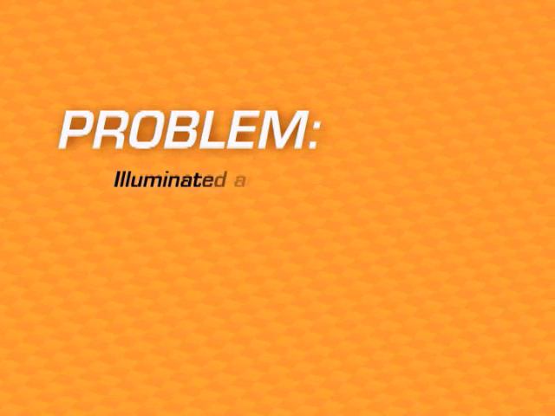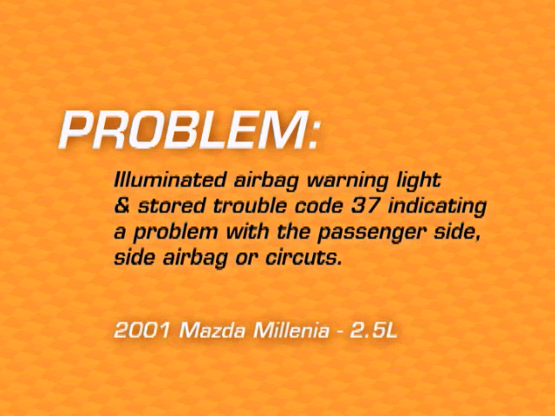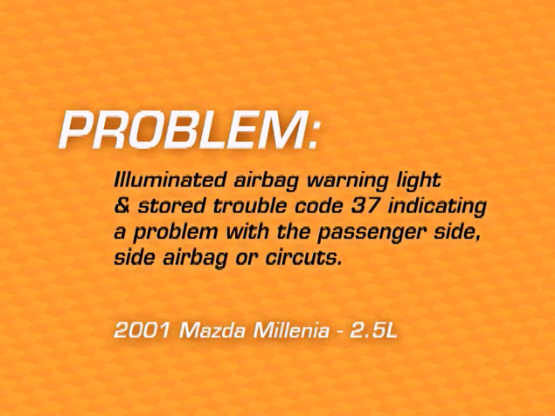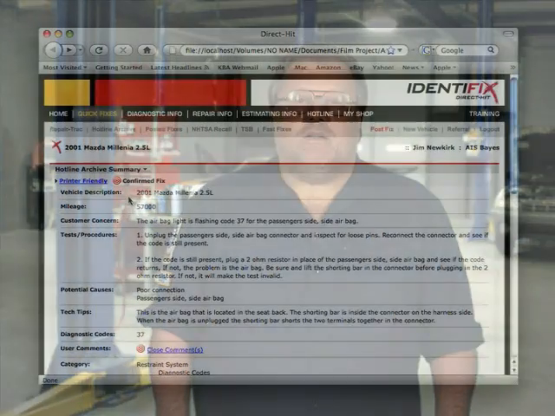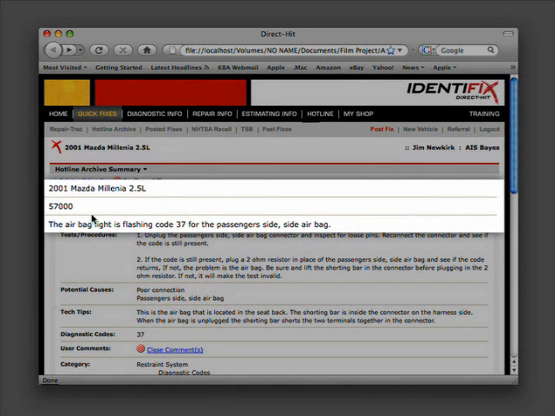Today's problem is an illuminated airbag warning light and a stored trouble code 37 indicating a problem with the passenger side airbag or circuits on a 2001 Mazda Millenia 2.5 liter. Let's take a look at the hotline archive addressing this issue. The hotline archive contains all the information you will need to diagnose and repair the vehicle problem in one easy-to-use document. We start with the vehicle description and mileage and a short description of the customer concern. Let's walk through the actual tests needed to diagnose this problem.